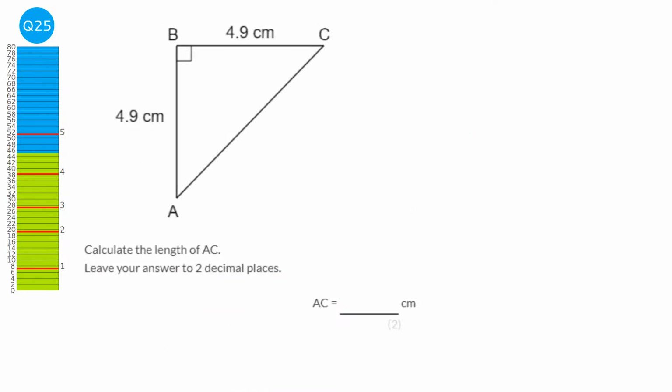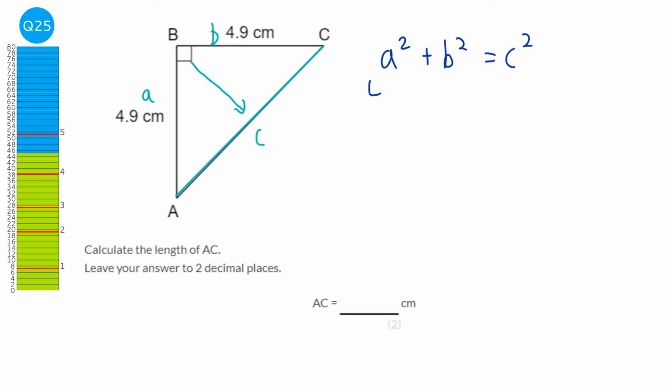So we're given a right angle triangle here, and we're asked to find length AC, which is this length here, and we're given 2 other lengths. So we're going to be using Pythagoras. Pythagoras involves us labelling the sides A, B and C, with C being the one opposite the right angle. And we know Pythagoras is a squared plus b squared equals c squared.